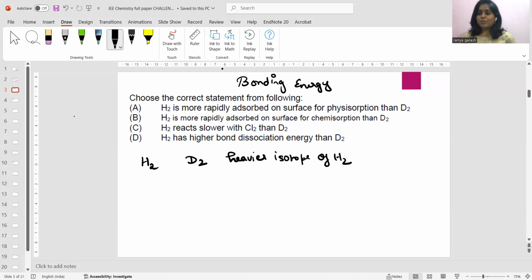So as I told you, what should you do? Go for the physical properties of them. Number one, they're asking us to choose the correct statement here. Hydrogen has higher bond dissociation energy than deuterium.